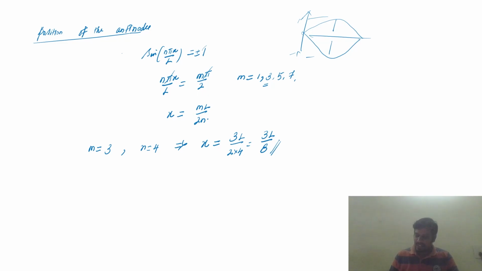So this is the way we can find the nodal as well as the antinodal points. Suppose m equal to 1, that means the first antinode in the fourth harmonic, so x equal to 1 times l by 2 times n, so l by 8. So this is how we can find the position of the antinodal points.